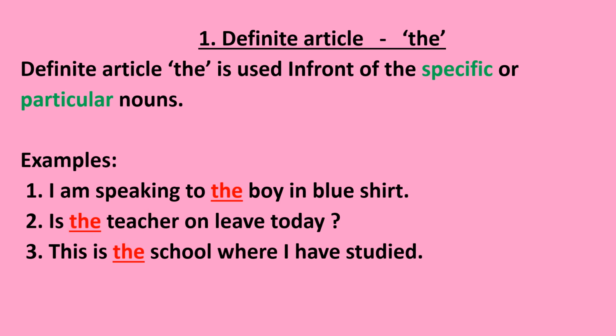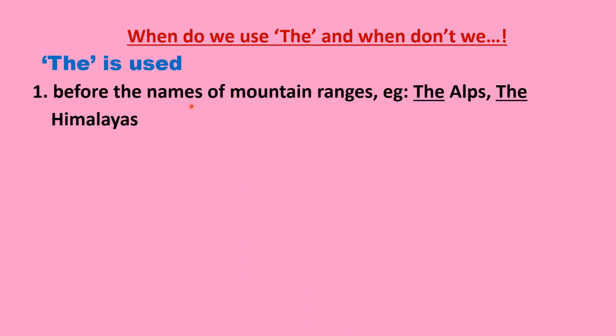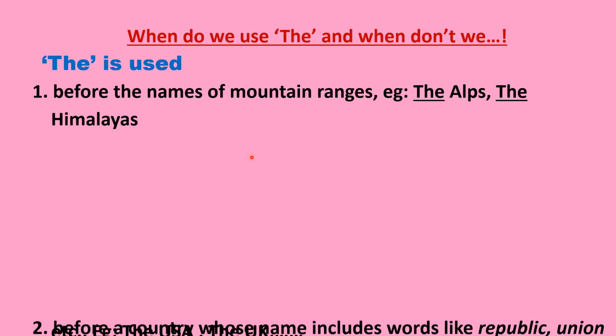So this is how we use the definite article the when we are referring to specific or particular nouns. So when do we use the and when don't we? The conditions where the is used we are going to discuss now. The first one is before the names of mountain ranges. Example, the Alps, the Himalayas. So whenever we talk about mountain ranges, we have to use the. Many a time, English speakers get a doubt when should we use the and when we should not use the. So I'm here giving you the comprehensive list of the nouns where we can use the.